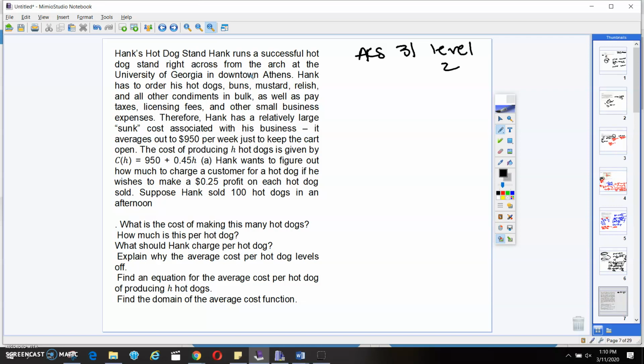So really fun fact, totally relevant. This actually is a hot dog stand in Athens. Like, it's a thing. Really? Yeah. Like, there's a guy named Hank, and he sells hot dogs.